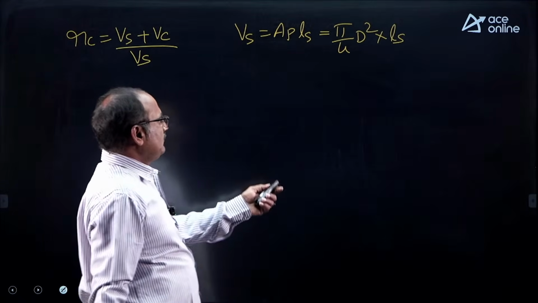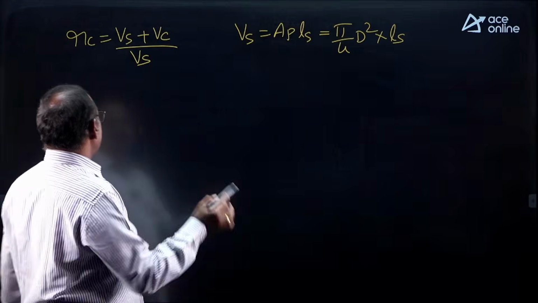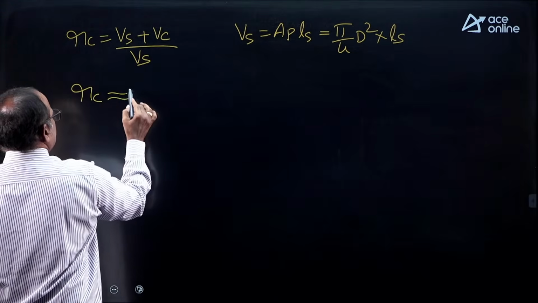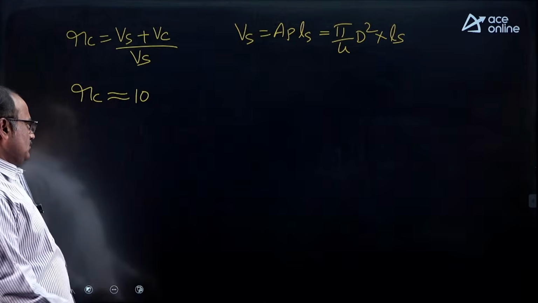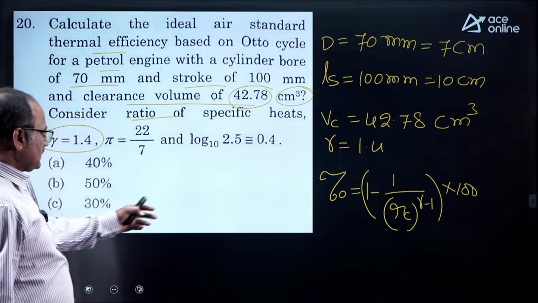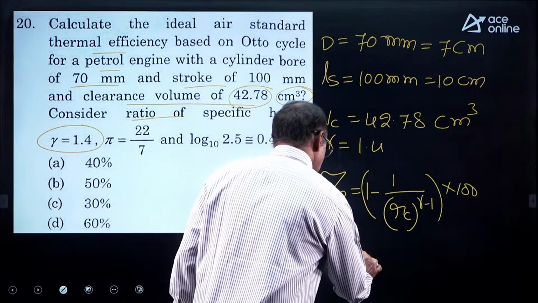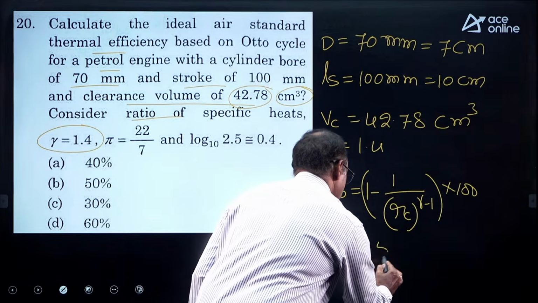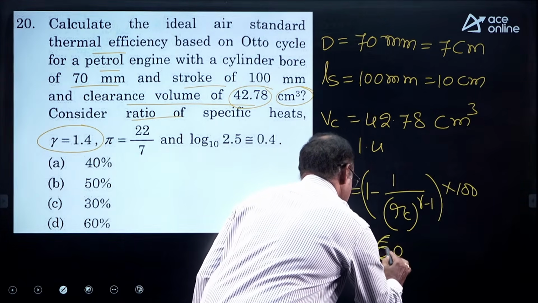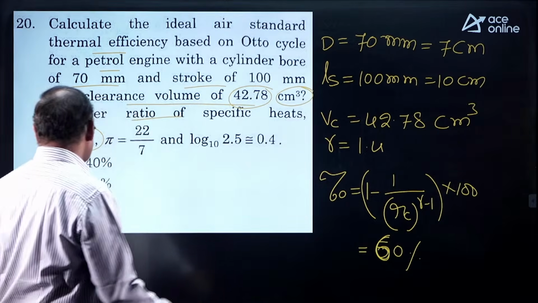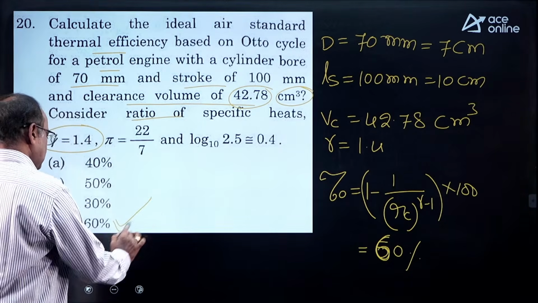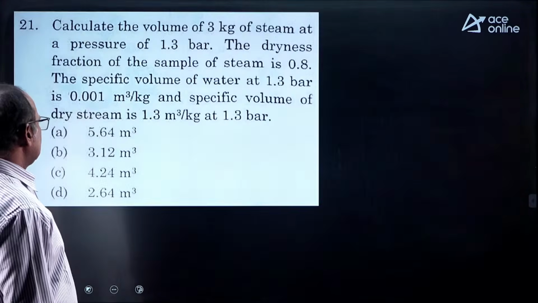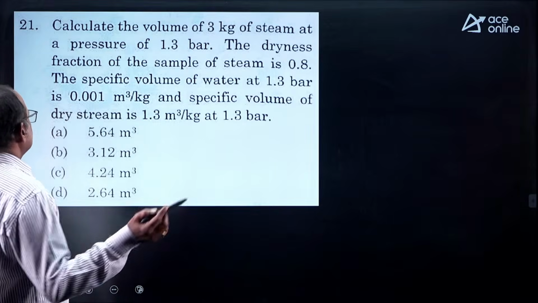Substitute the values of diameter and stroke length for getting the swept volume, and also you can get the compression ratio. The compression ratio is approximately around 10. Then you substitute that compression ratio here for getting the efficiency of the Otto cycle, around 60%. I calculated 60%, that is the answer. Look at the options, option D is absolutely correct. Understood clearly? Yes.